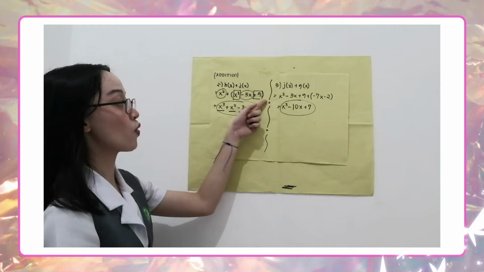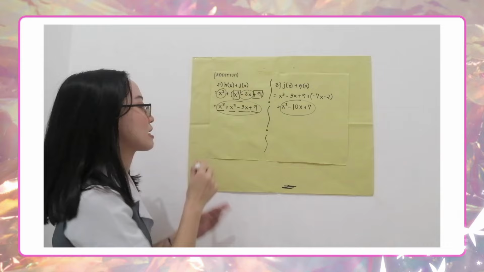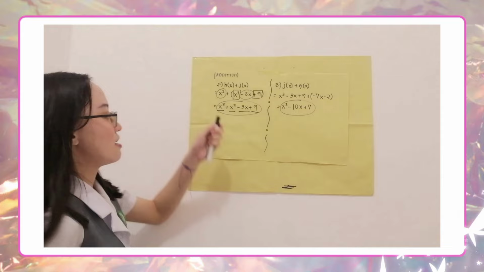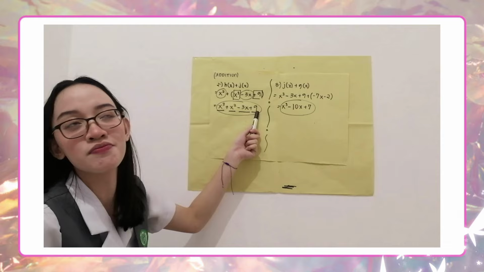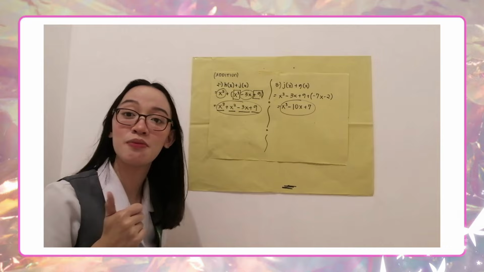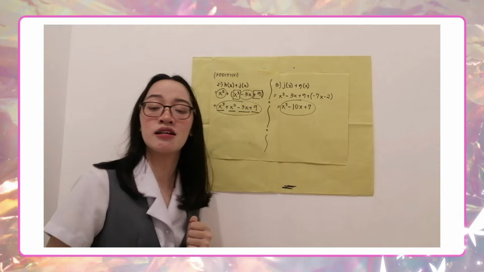And then ito, ibababa siya. So yun, diba, nakita niyo kung paano yung descending order yun. Nag-start sa pinakamataas, and then pababa siya. Itong x na to, ang value niya pala is 1. So, 3, 2, 1, and then pala na siyang wala ng letter sa gilid ng number. So, nag-gets niyo ba? Then, let's move forward to our final example in addition of function.